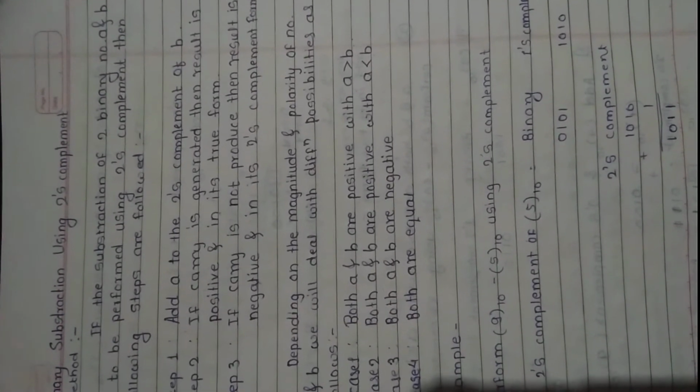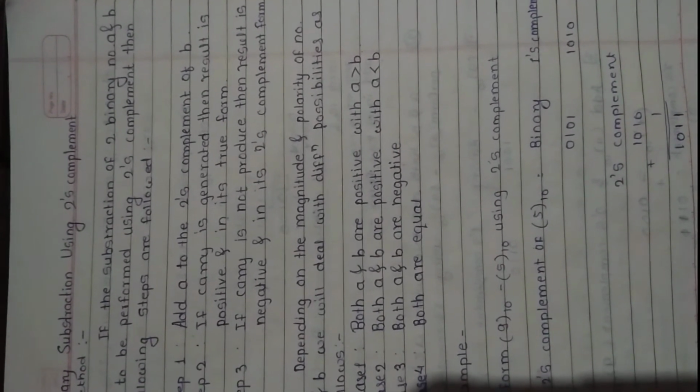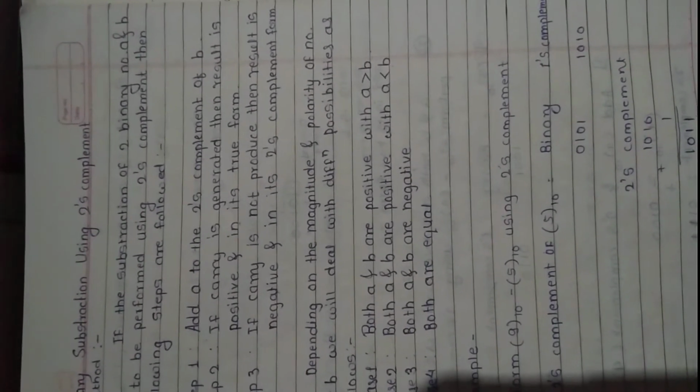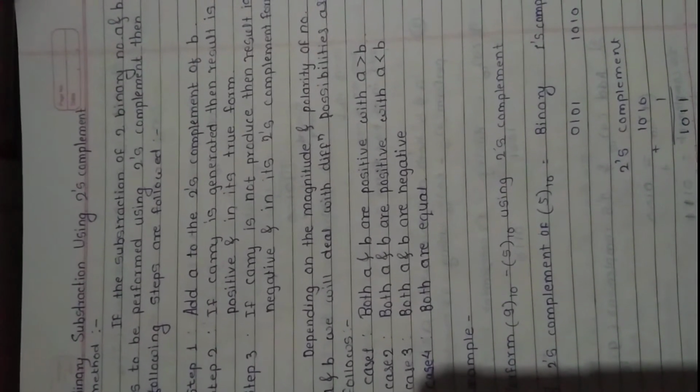Both A and B are positive with A greater than B, both A and B positive with A less than B, both A and B negative, and both equal. These are the types of problems we study: binary subtraction using the 1's complement method, and the 2's complement as well as the 1's complement method. Now we discuss the 2's complement method.